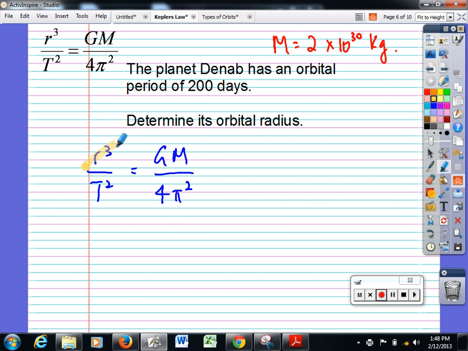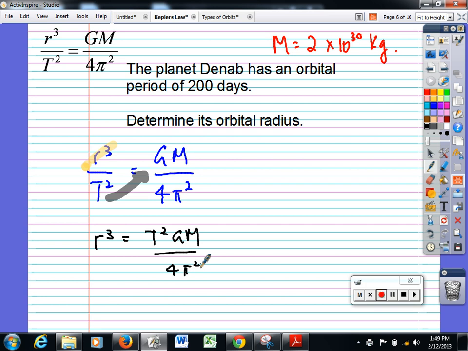Now, a lot of people decide to put all of the values in first and then try to manipulate scientific notation. It's painful if you do that. The best way of doing it is to manipulate the formula first, using the algebra. We want r cubed as the subject, so we get rid of the t squared by putting it up there. It becomes t squared GM on 4 pi squared.